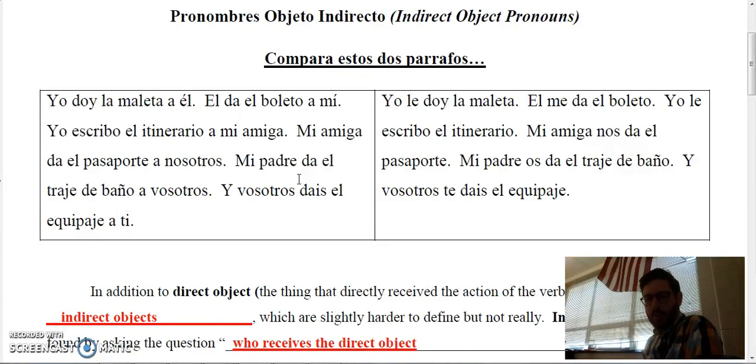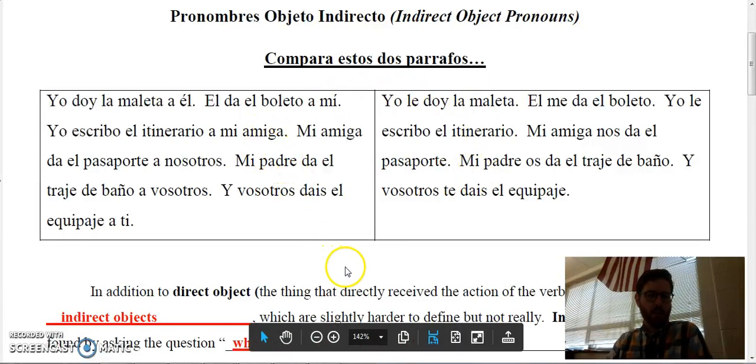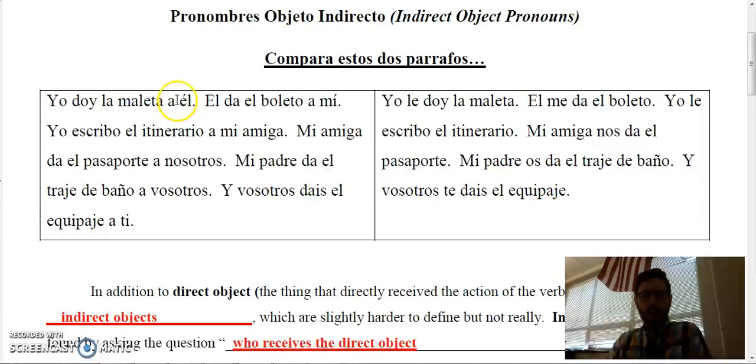Take a minute, take a look over those 2 paragraphs, see if you notice the difference. And if you want to pause this, that's fine. What you'll note is that basically the same words appear in both paragraphs, except over on the left, for example, where it says yo doy la maleta a él, that a él has been replaced with le on the right.